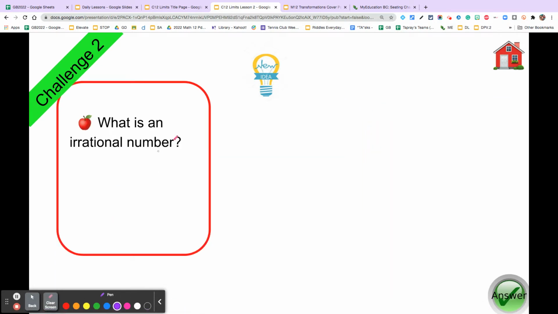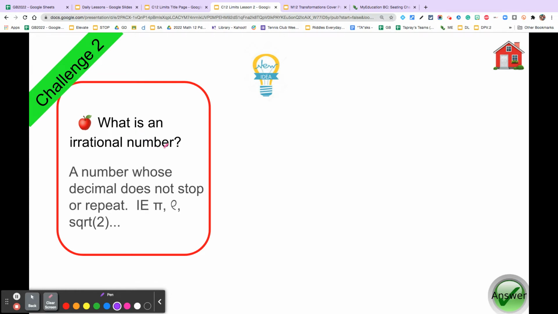Either would be okay. So then what's an irrational number? You should be able to define that. An irrational number is a number whose decimal does not stop or repeat.